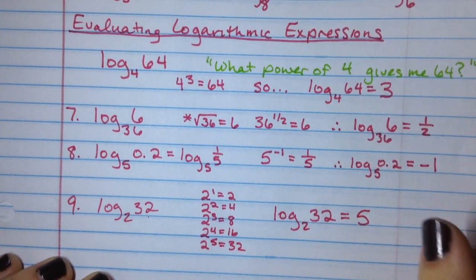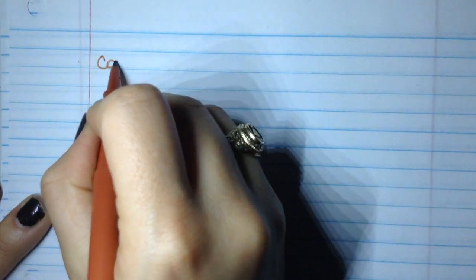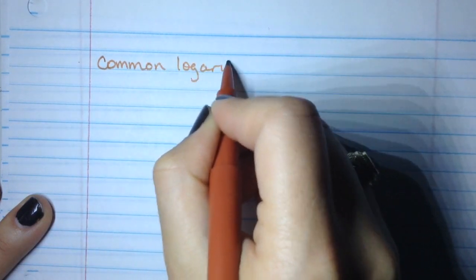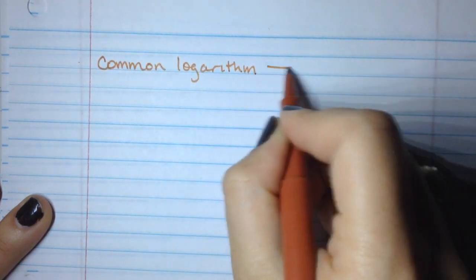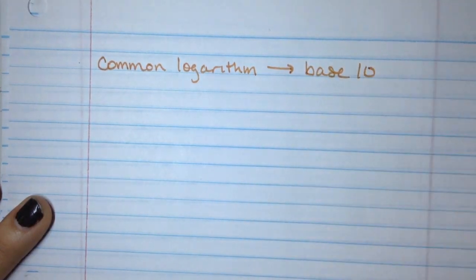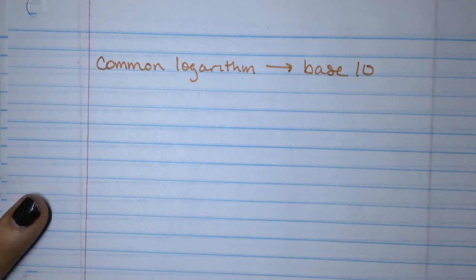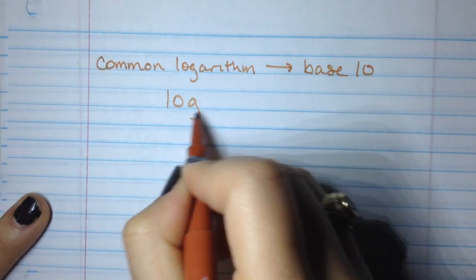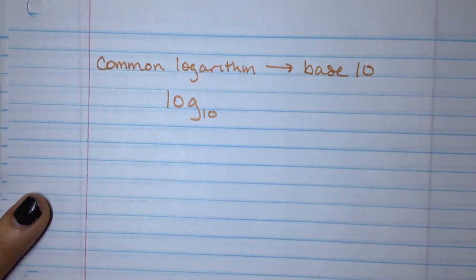Now there are two types of logarithms. They're both very important and they're both awesome. The first type of logarithm is the one we're actually just using. It's what's called a common logarithm. Common logarithm. It's called common because its base is 10, just like our number system. Log base 10.